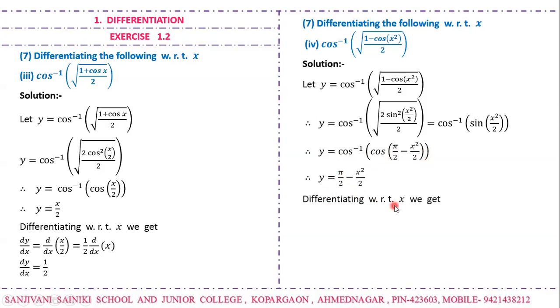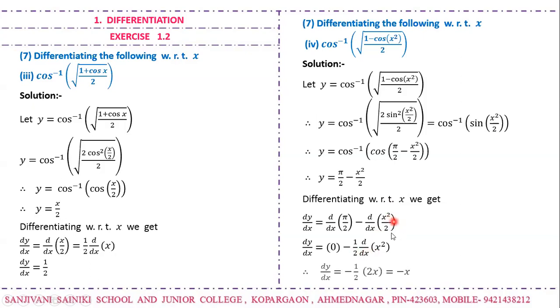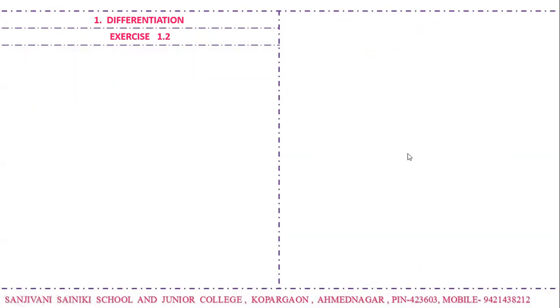Then I will differentiate this with respect to x. Derivative of pi by 2 is 0, and derivative of x square upon 2 is 2x, because 1 upon 2 is constant, it is outside, and derivative of x square is 2x. So dy by dx is minus 1 upon 2 times 2x, which is minus x.